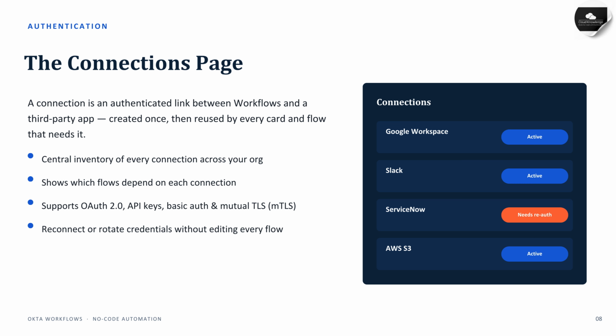Now, authentication. A connection is an authenticated link between workflows and a third-party app. You create it once, and then every card and flow that needs that app just reuses it. You don't re-authenticate every single flow. The connections page is your central inventory. Every connection across your org in one list, showing status, active, or needs re-auth if a credential expired. It also shows you which flows depend on each connection, which is huge for impact analysis before you disconnect or rotate anything. And it supports the full range of auth methods: OAuth 2.0, API keys, basic auth, and mutual TLS.